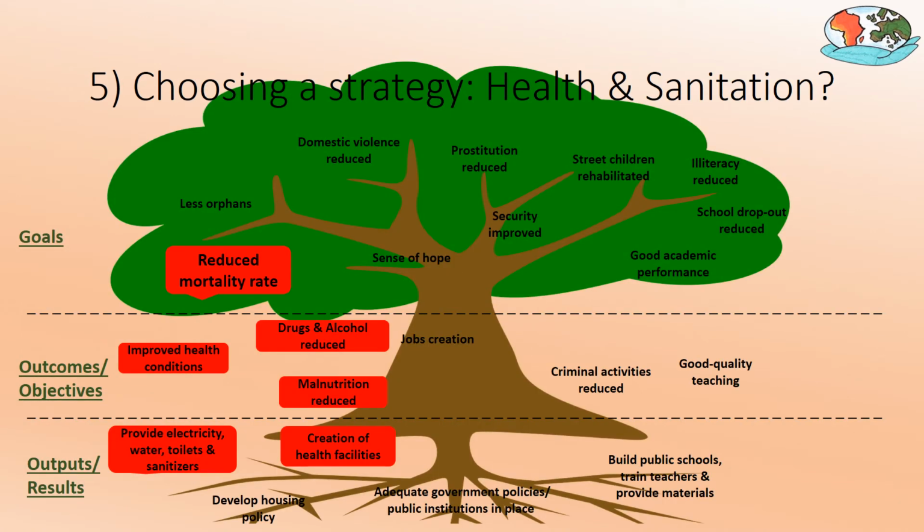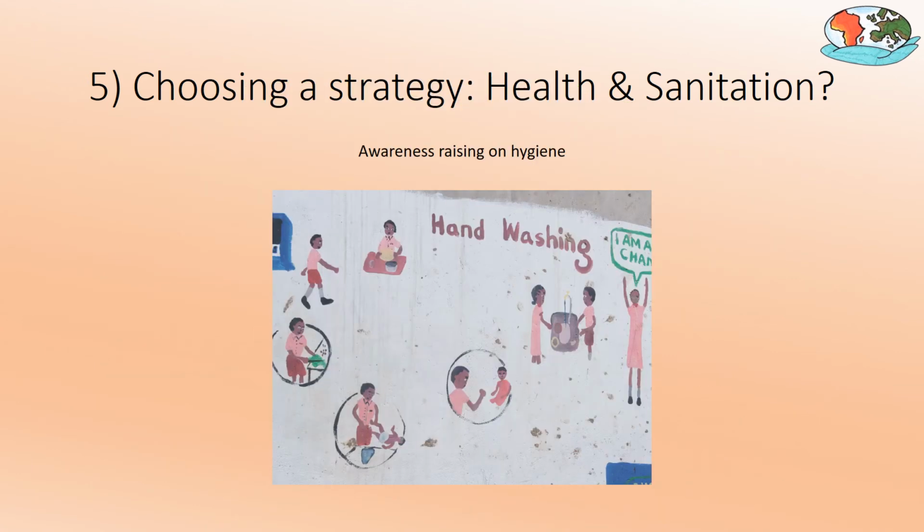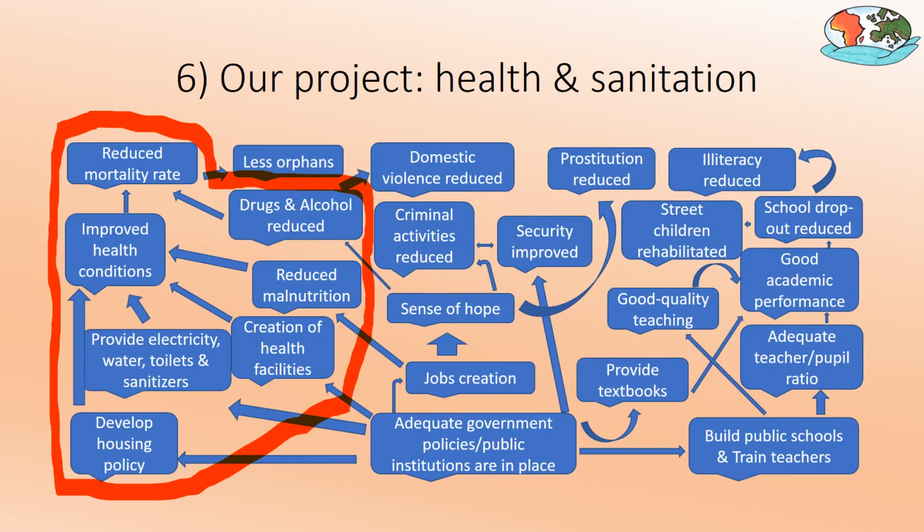Another strategy is health and sanitation. An example of a health and sanitation project could be an awareness-raising campaign on hygiene. Yes, the coronavirus outbreak convinced us of the importance of a health-based project. Reduced mortality rate is the goal of the project.